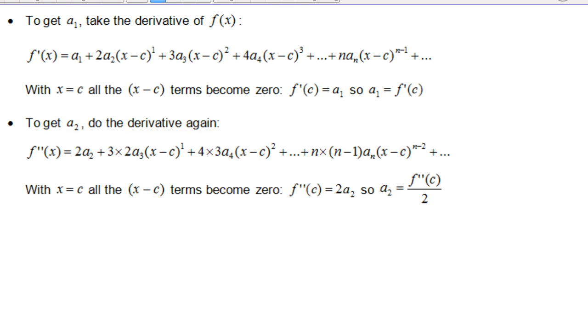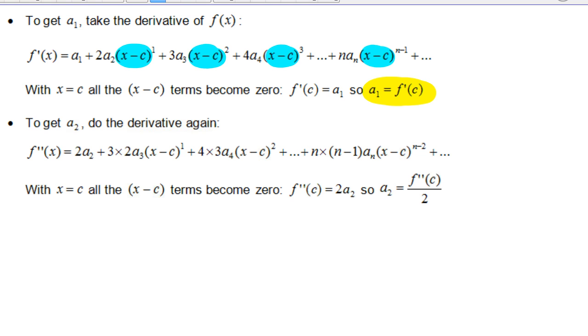Now, if you plug x equals c into this derivative function, that will be 0, that will be 0, that will be 0, that will be 0. So what you remain with is f dash of c. So the value of this derivative function at x equals c is just a1.